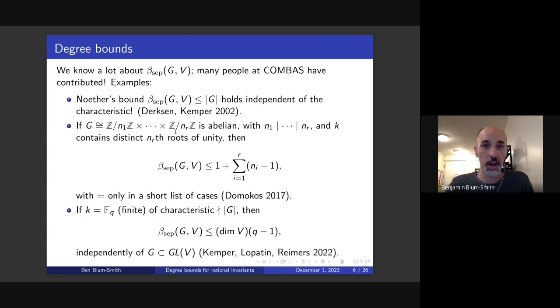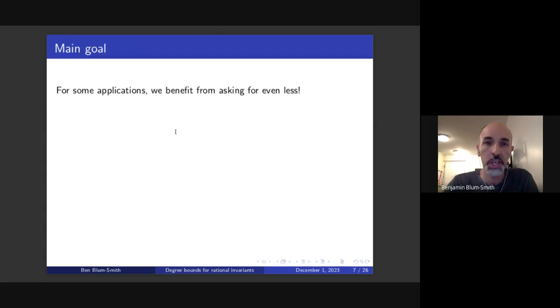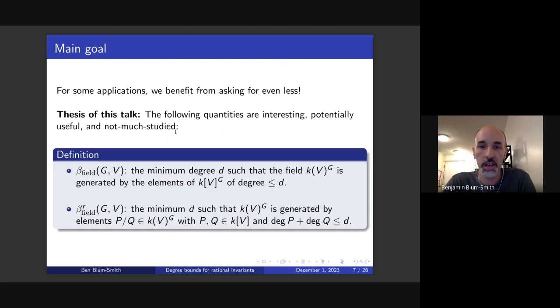So this is the context of degree bounds. The thesis of this talk is that these two numbers that I'm about to define are also very interesting, also potentially useful, and much less studied. So I'm hoping to convince you to study them with me. And I'm going to share with you what we've found so far.